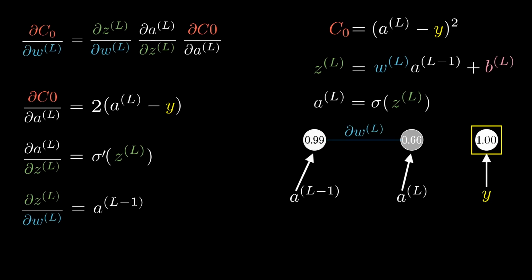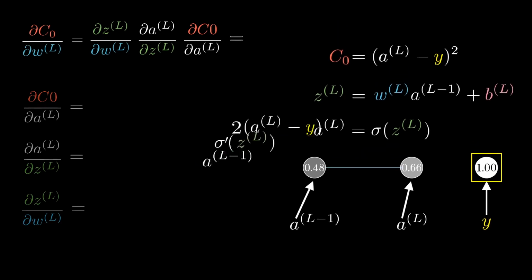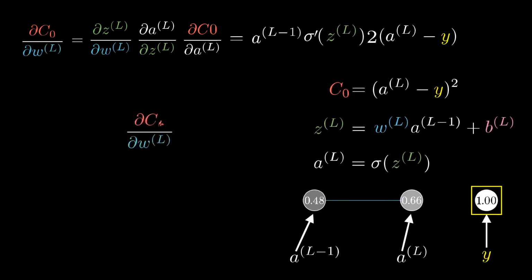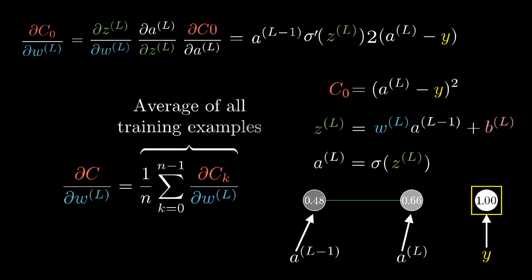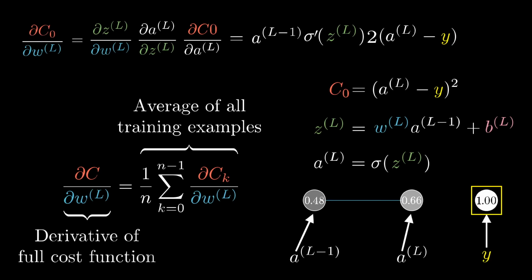Remember, this is where that "neurons that fire together wire together" idea comes in. And all of this is the derivative with respect to WL only of the cost for a specific single training example. Since the full cost function involves averaging together all those costs across many different training examples, its derivative requires averaging this expression that we found over all training examples.